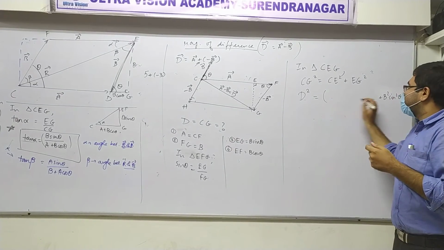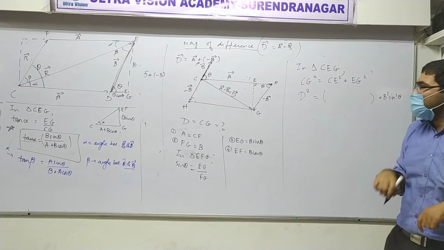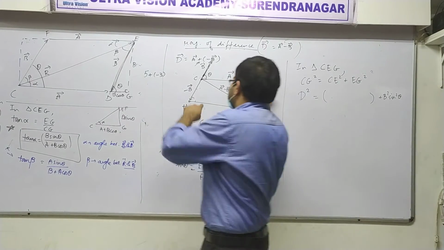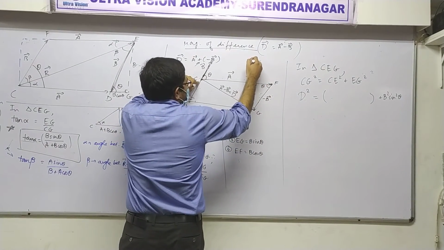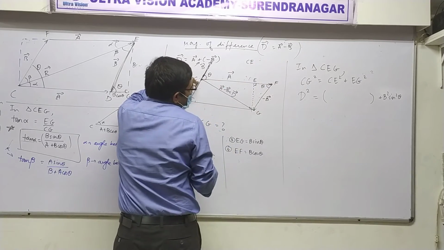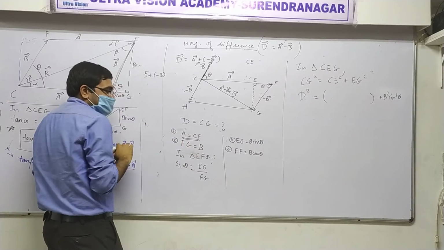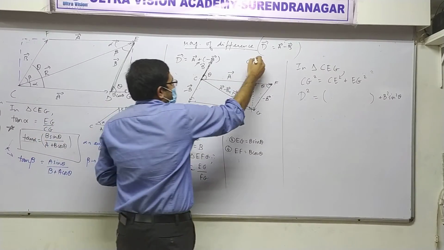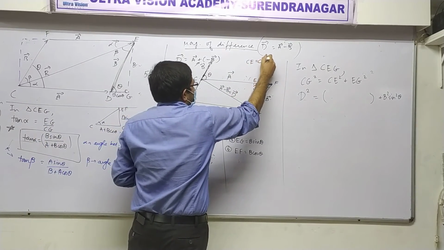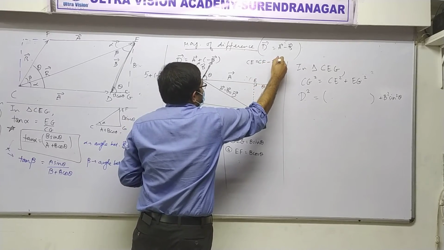Yes. But the difference is only in CE. Have a look. What is CE? A. CE. Hey, what did you give as A just now? C is not A. CF is A. CE is not A. CF is A. CE is equal to CF minus EF.